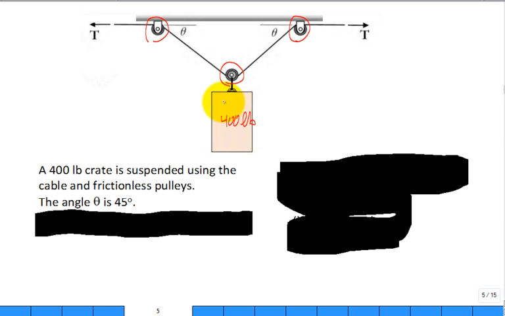Okay, so how many cables do I have? 1, 2, or 3? Clicker question. How many cables do I have? Do I have 1, answer A, 2, answer B, 3, answer C, 4, answer D. How many cables do I have?